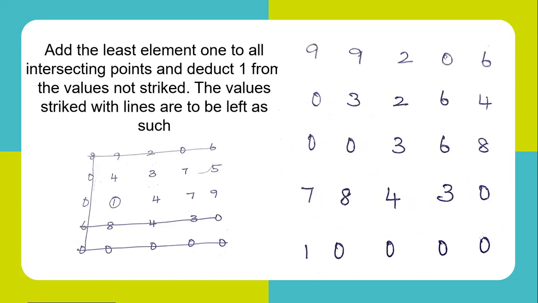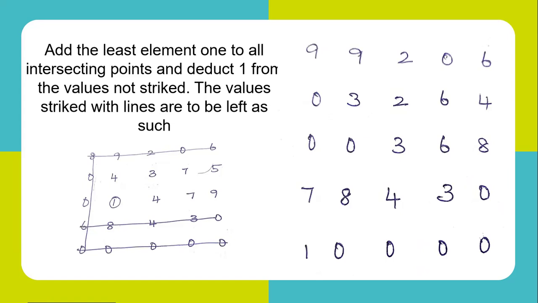So we get the new matrix as 9 9 2 0 6, 0 3 2 6 4, and so on. Here we can find the intersecting point 8 is being increased to 9, 8 plus 1, 9, 6 plus 1, 7, and 0 plus 1, 1. And those are unmarked regions. 4 is reduced to 3, 4 minus 1, 3, 3 minus 1, 2, and 7 minus 1, 6, and 5 minus 1, 4. And 1 minus 1, 0, 4 minus 1, 3, 7 minus 1, 6, and 9 minus 1, 8. So other values will remain as such.